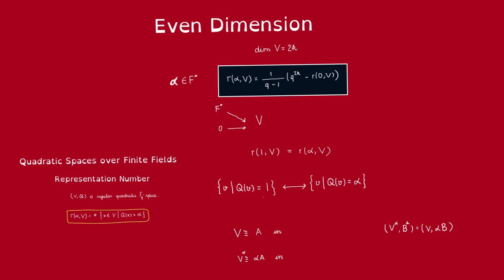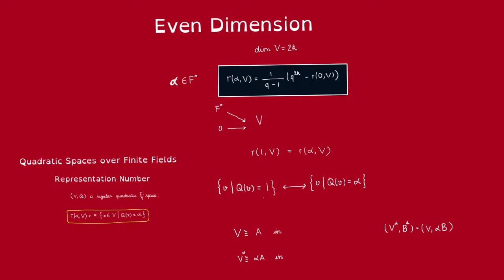We will first compute this for even dimension. So let's say V has even dimension 2k, and let alpha be any non-zero element of F. Then we claim that the number of representations of alpha is as follows. We can write it in terms of the number of representations of 0 as follows. Note that this implies that the number of representations of any non-zero element in F are the same.